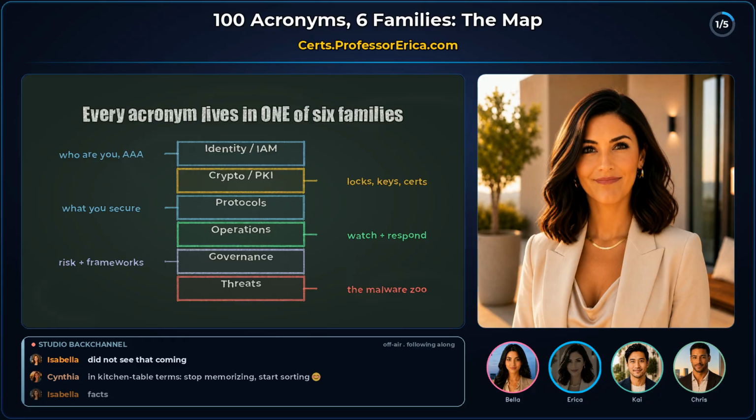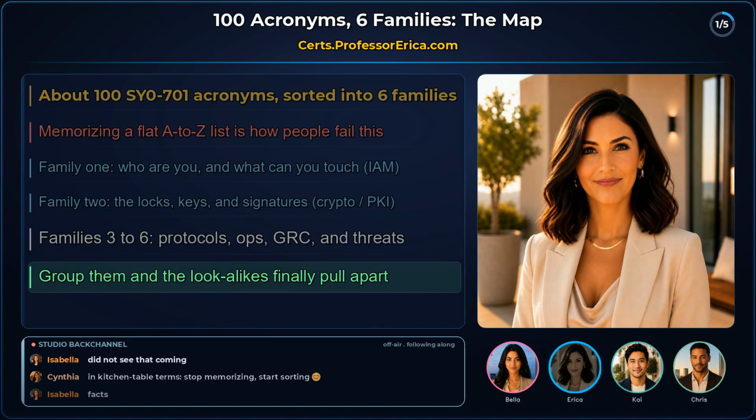When a question throws 4 similar acronyms at you, the first move is not to recall a definition, it is to ask which family the question is even in. Is this about who can log in, or about a lock, or about watching the network? Name the family, and 2 of the 4 answers usually fall away before you have read them closely.